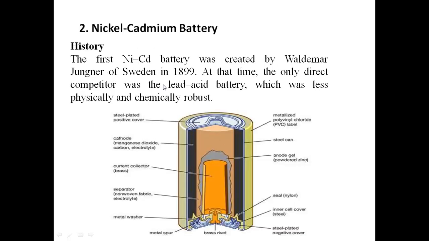Next is nickel cadmium battery. It was first made in Sweden in 1899. We can see the construction over here. The anode is made from cadmium and the cathode is made from nickel oxyhydroxide. The electrolyte used is potassium hydroxide.